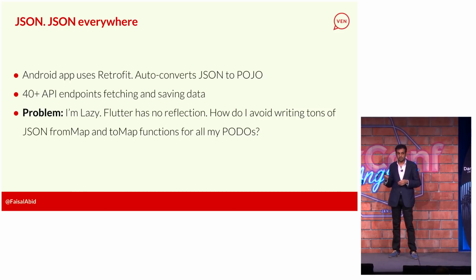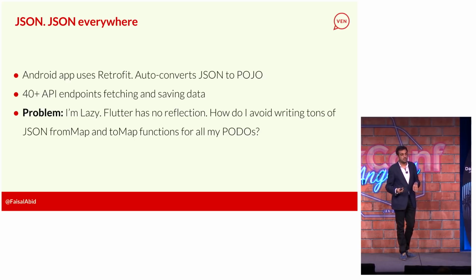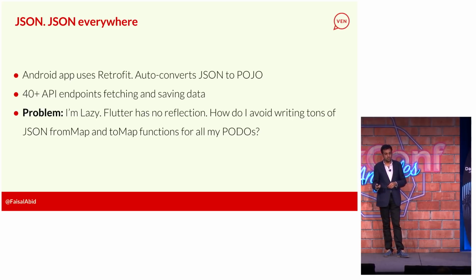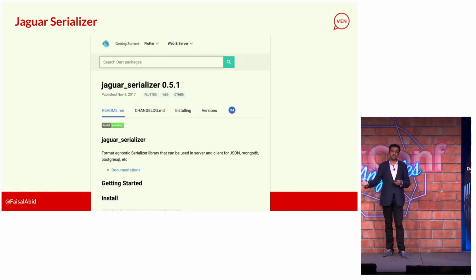And so the big problem there was I had so many endpoints and so many data types. I'm a lazy developer. I did not want to write down all these single data types over and over again and build out a from JSON and to map and all sorts of crazy stuff there. So I started digging. And I found this great library called Jaguar Serializer. Anyone here used this before? No, perfect. No one knows about this library, and I don't know why.